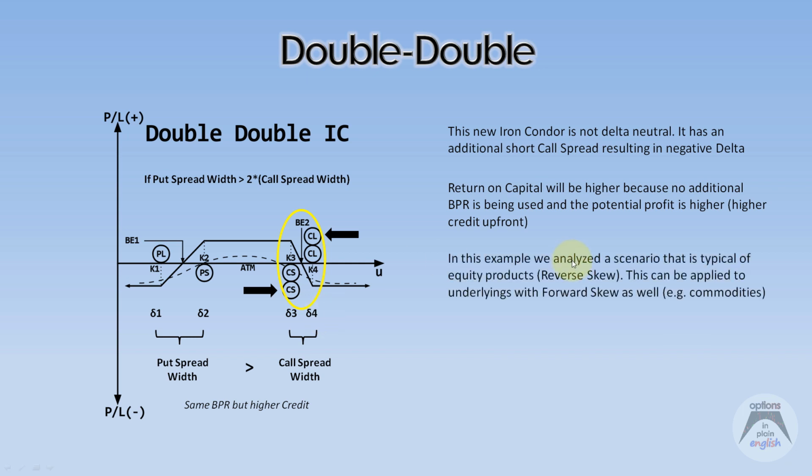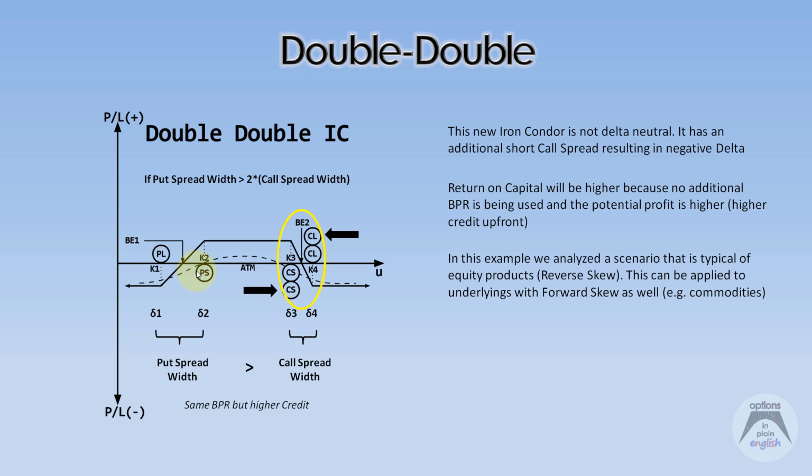In this example, we analyzed a scenario that is typical of equity products that usually present reverse skew. This can be applied to underlyings with forward skew as well, for example, commodities. But in that case, the call spread is going to be the one that's wider, the put spread is going to be narrower, and at that point, you can add additional put spreads on the put side. Then you're going to have a better utilization of capital, but you're going to have an iron condor that is not neutral; in that case it's going to be long deltas.